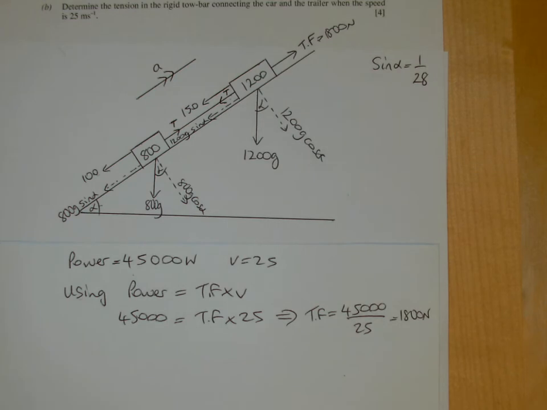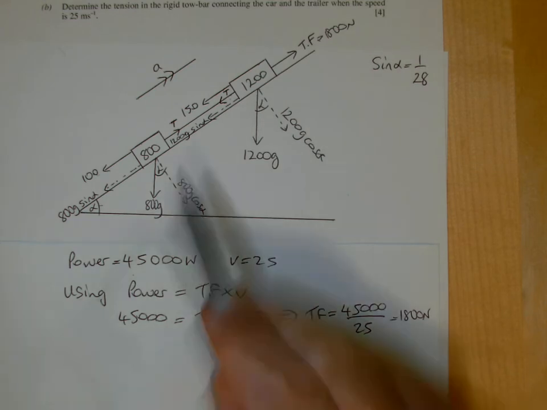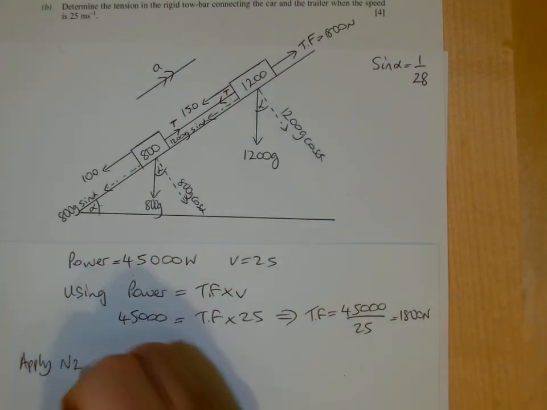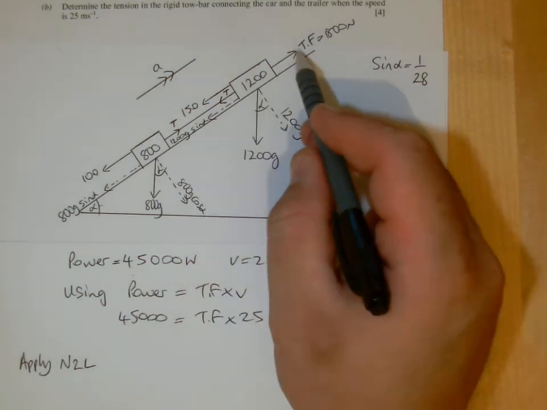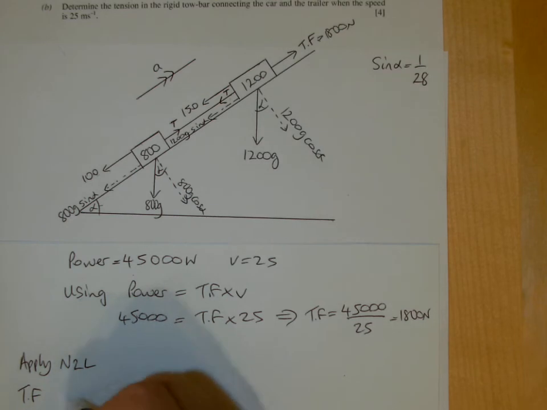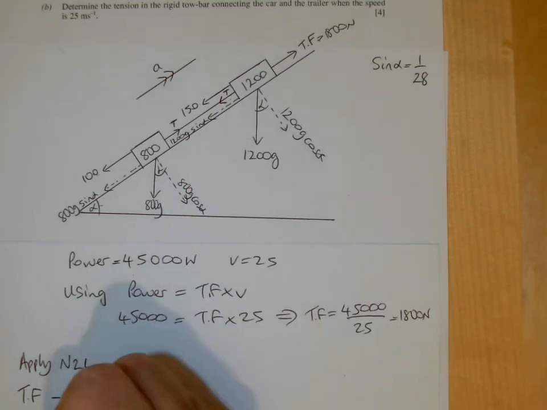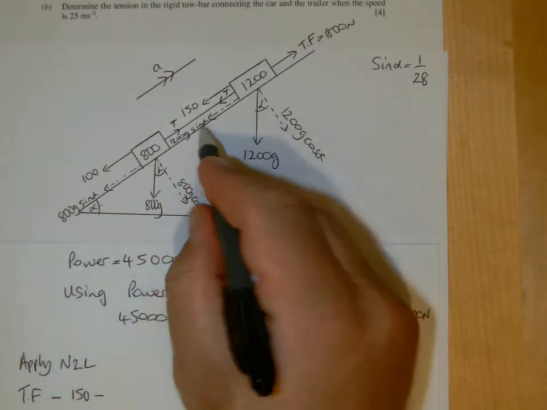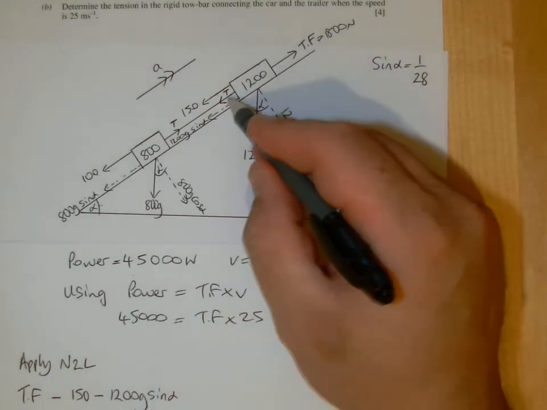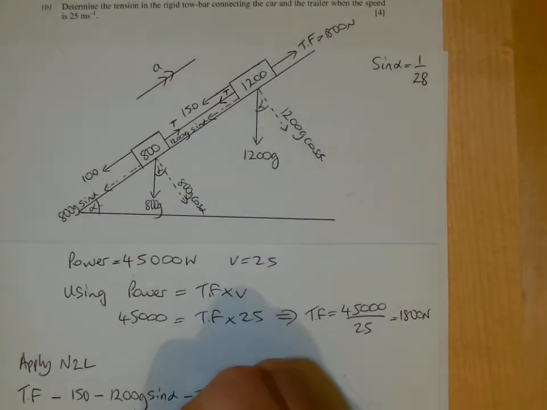What we can do then is apply Newton's second law in the direction of motion, so we need to consider all the forces. We've got the forward force of the engine, the tractive force, which we've worked out, so I'll substitute that in a minute. Take away the resistance of the car, which is 150. Also we've got the weight component of the car, and of course the tension is pulling us back. Those are all the resistant forces acting on the car.